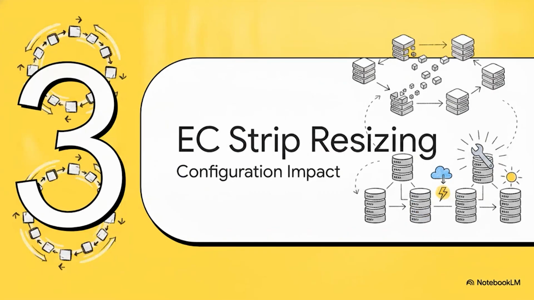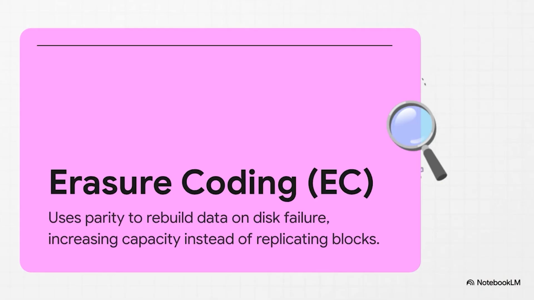All right, Part 3, erasure coding strip resizing and its configuration impact. Let's switch gears a bit and talk about erasure coding, or EC, and specifically what happens when you mess with your cluster fault domains on a live running system. So EC is a total game changer for saving space. Instead of taking a full 100% copy of a data block like standard RF does, EC uses parity to rebuild data if a disk fails.